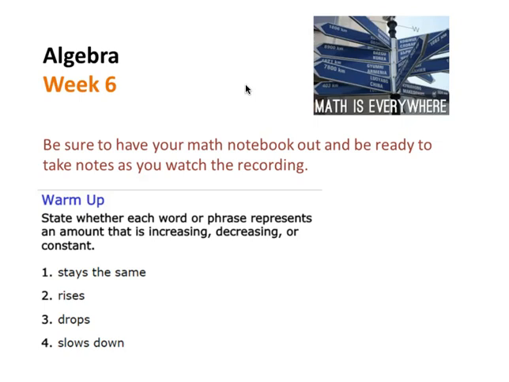So we're going to take a situation and turn that situation into a graph that shows a relationship over time. And in order to graph those situations, we are going to be identifying key terms such as stays the same, rises, drops, slows down. So these are some terms that we might see in situations, and in order to graph them, we need to be able to identify what these terms mean, whether they mean something's increasing, decreasing, or staying the same or constant.